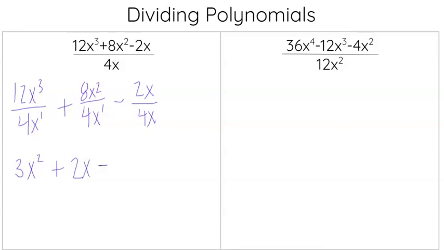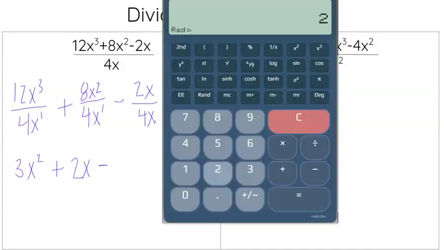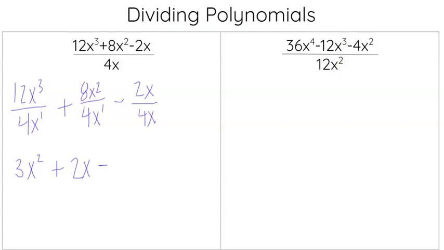Minus 2 divided by 4. Now when we do 2 divided by 4, we're not going to get a whole number. If we do 2 divided by 4, we get 0.5. And you can write your answer as 0.5. Normally, it will be written as a fraction, however. So 0.5 as a fraction would be 1/2. And then x divided by x cancels out. No variable for that term.